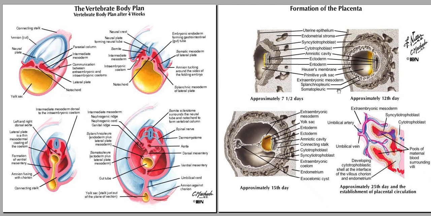Okay, so with the formation of the placenta, we've already talked about all these. We've talked about the structure, the syncytiotrophoblast, cytotrophoblast, ectoderm, endoderm, the primitive yolk sac, that is with day 7, day 12. So you have your primitive yolk sac over here. You can see the yolk sac, the definitive yolk sac, the endoderm, the ectoderm, the connecting stalk, cytotrophoblast, syncytiotrophoblast, the extraembryonic coelom, then exocoelomic cyst.